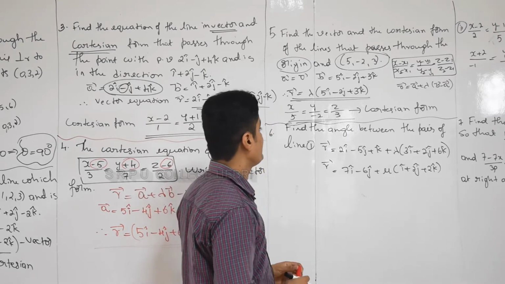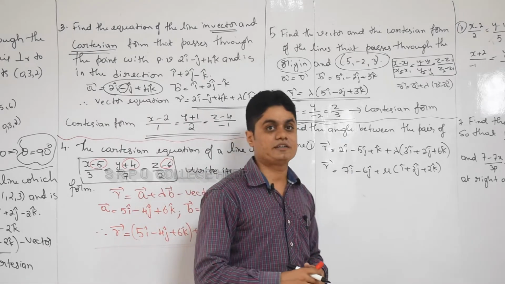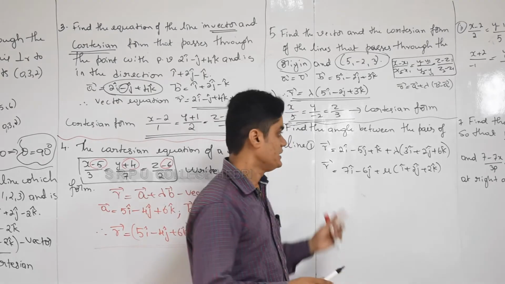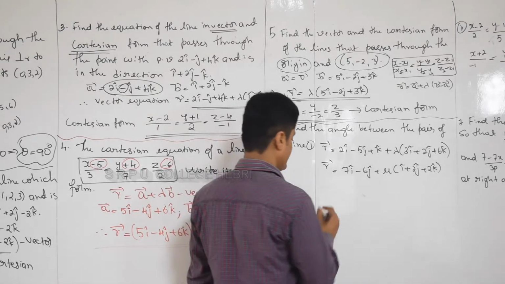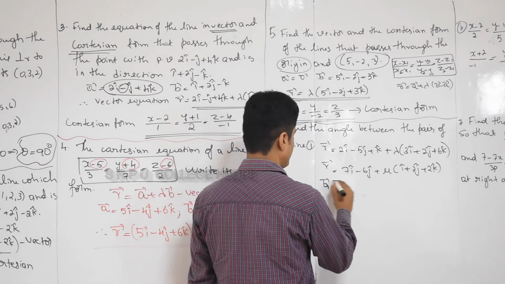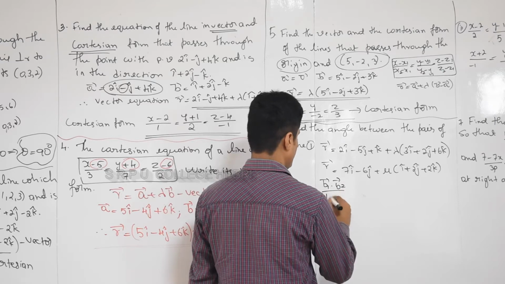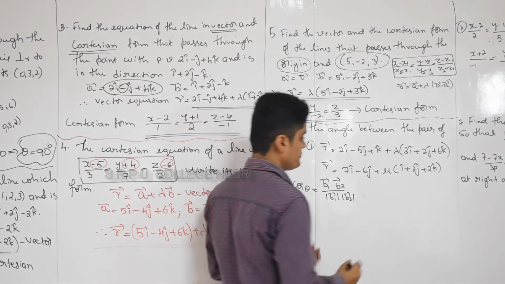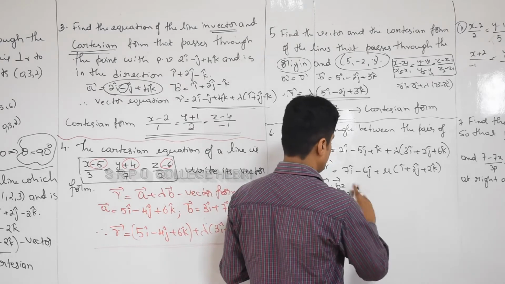Find the angle between the pair of lines. See, already we solved as a first question the angle between two lines. So here also the same thing will continue. In the formula, cos theta is equal to vector b1 dot vector b2 divided by their magnitudes. So what is b1 dot b2? What are b1 and b2 first? Tell me.